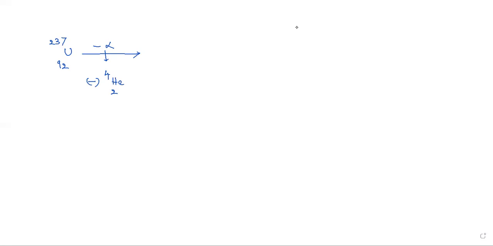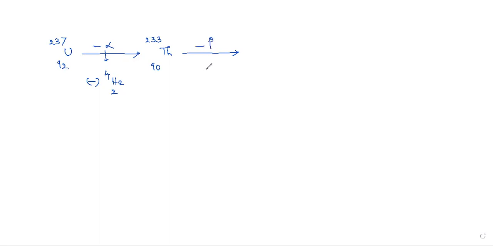Now you are subtracting the He-4, 2. 92 minus 2, how much is that? 90. You get 90. And this 237 minus 4, how much is that? 233. Is that okay? Now, this is thorium 90, 233. I hope you know that the element with atomic number 90 is thorium. It is, of course, the one that belongs to the F block, the actinium series, or it belongs to the actinides.